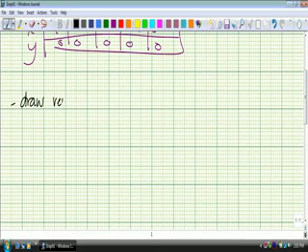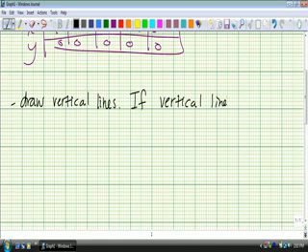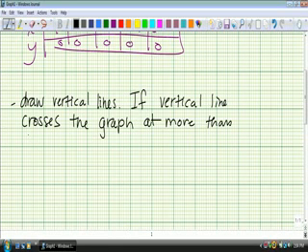So, draw vertical lines. Hence, vertical line test. If a vertical line crosses the graph at more than 1 point, it is not a function. Okay? So you're going to draw vertical lines, and if a vertical line crosses the graph at more than 1 point, then it is not a function.